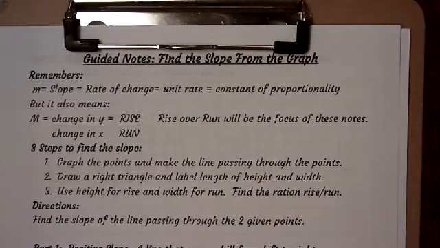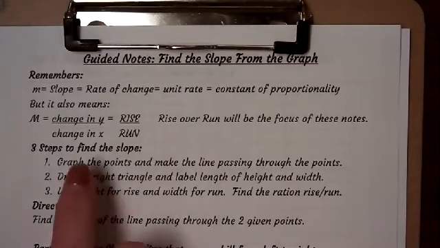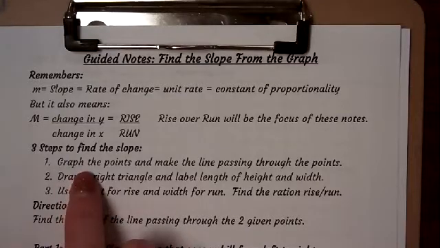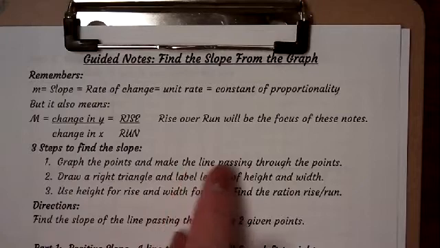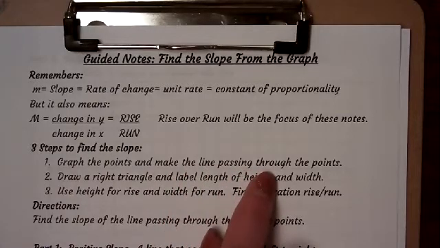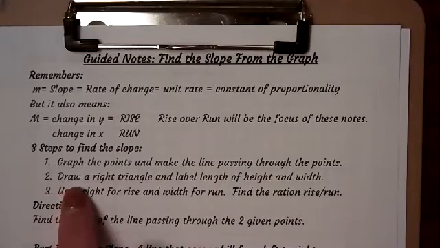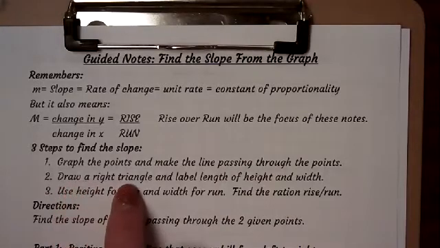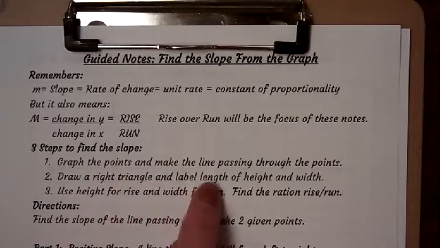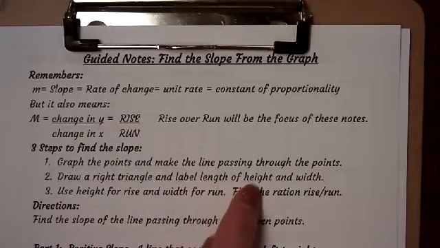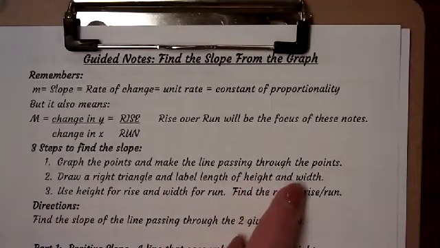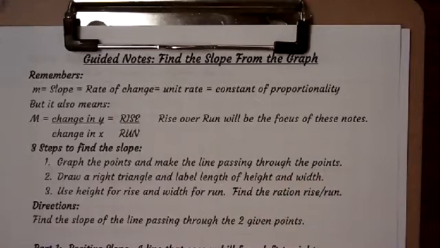Now, in our problems today, we're actually going to use 3 steps to do these. The first step is we're going to graph the points we're given and make the line that passes through those points, okay? After we graph the line, then we're going to create a right triangle, and we're going to label the length of the height and the width of that triangle.